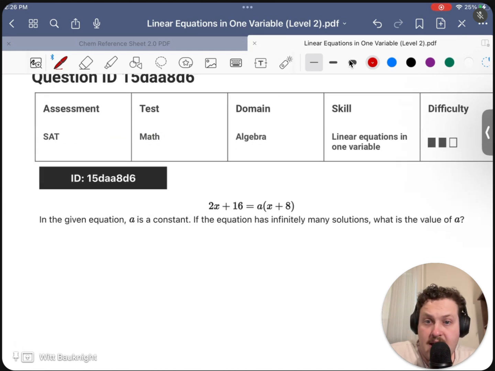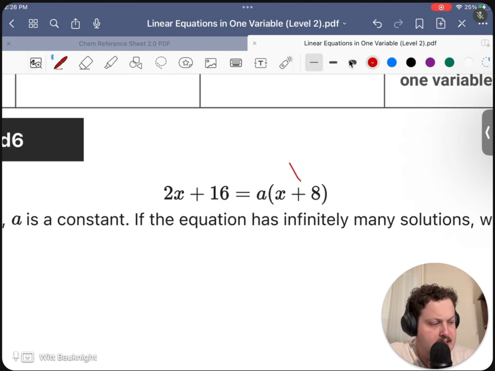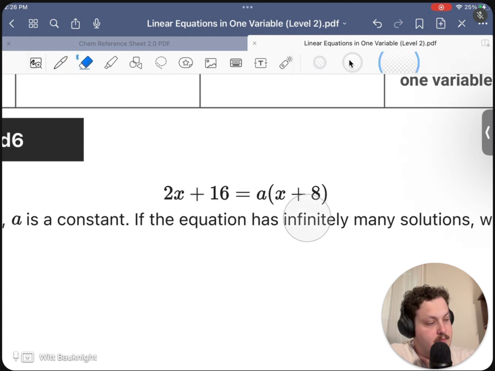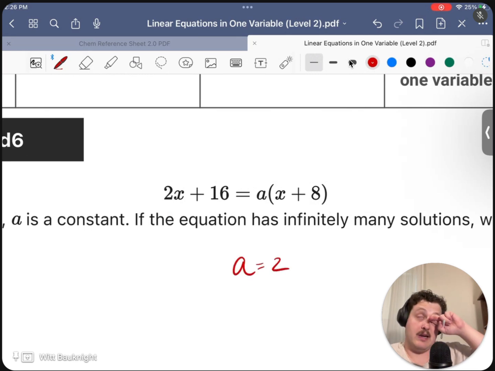In the given equation, A is a constant. If the equation has infinitely many solutions, what's the value of A? Okay, so we need these to be equal to each other. And I can just already see it. How many times does x plus 8 go into 2x plus 16? Well, if I could multiply that by 2, and I could multiply that by 2, I'd be golden. So, A equals 2. That way, there are infinitely many solutions. Cool.